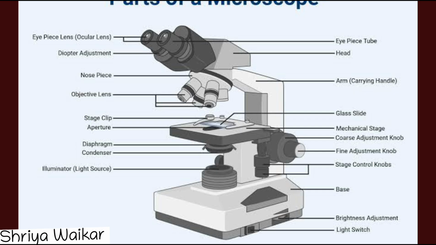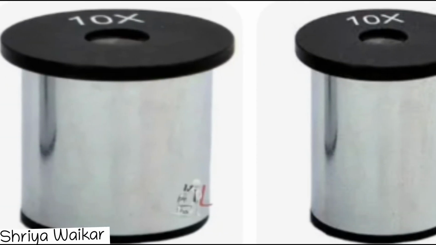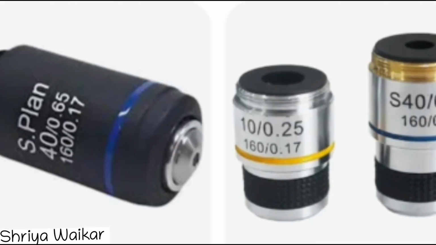You might have observed that the objective lens and eyepiece are of different magnifying power. In a microscope, the eyepiece has a magnifying power of 10x or 15x, and the different objective lenses fitted on the nose piece are 4x, 10x, 40x, 45x or 100x. This type of microscope we just discussed is called a bright field microscope.